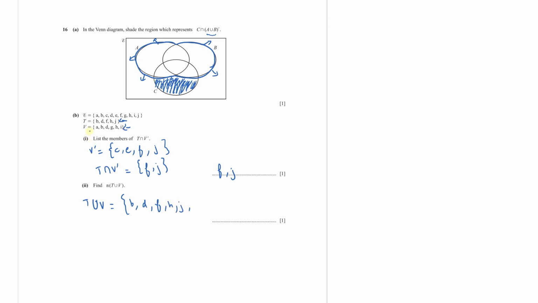Now you have to write all the elements of V that you have not already written. A is not there, so we can write A. B we have already written. D we have already written. G we haven't written, so G is written as well. H is already here. I is not there, so we can write I as well. Now you have to calculate the number of elements. The number of elements in T union V will be 1, 2, 3, 4, 5, 6, 7, 8. So there are 8 elements. Your answer will be 8.